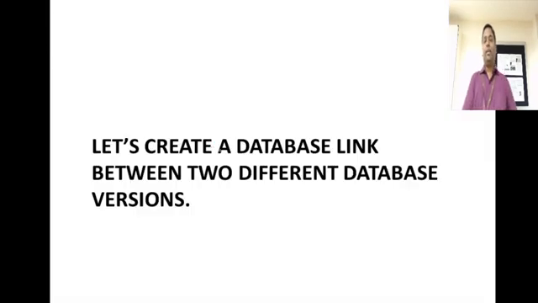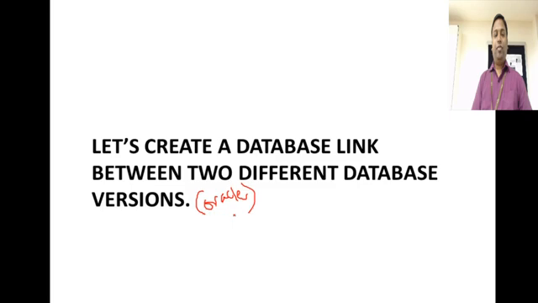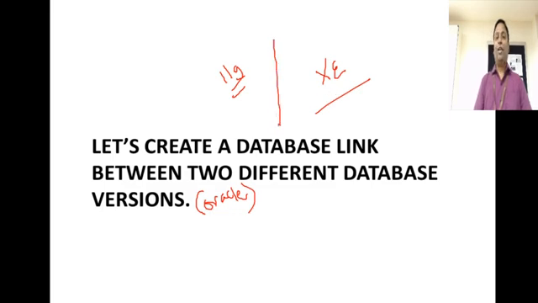So now let us create a database link between two different database versions of Oracle. What I have done here is I have taken 11G, that is one of the main databases, the Enterprise edition running on my laptop, and I have taken Express edition, the smaller version of 11G. I have installed both of these on my system, so it's like two different servers running on my system, right? I installed these two databases.